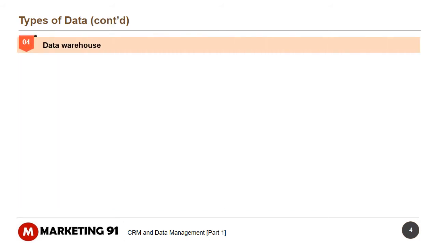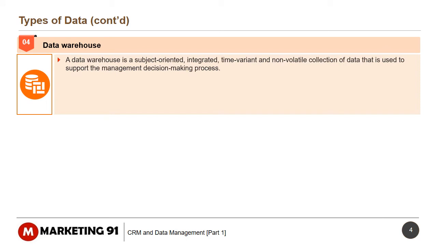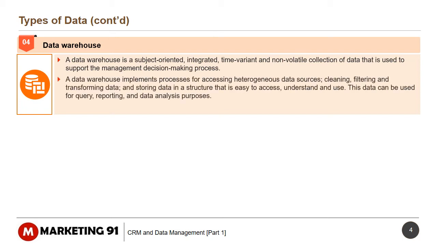Data warehouse. A data warehouse is a subject-oriented, integrated, time-variant and non-volatile collection of data that is used to support the management decision-making process. A data warehouse implements processes for accessing heterogeneous data sources, cleaning, filtering and transforming data, and storing data in a structure that is easy to access, understand and use. This data can be used for query, reporting and data analysis purposes. A data warehouse is a collection of data that supports decision-making processes.